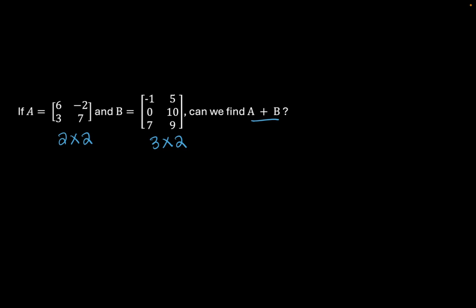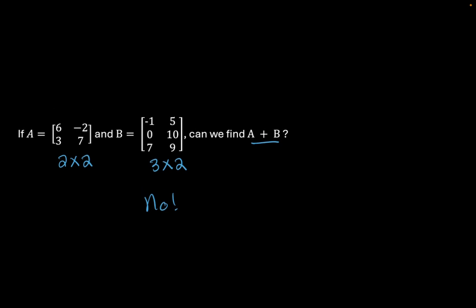And because they do not have the same dimensions, I cannot add them together because I basically have extra elements in matrix B that don't have a corresponding element in A, and so I would have nothing to add to them. So we cannot find A plus B here. The answer is no. We can't find A plus B.